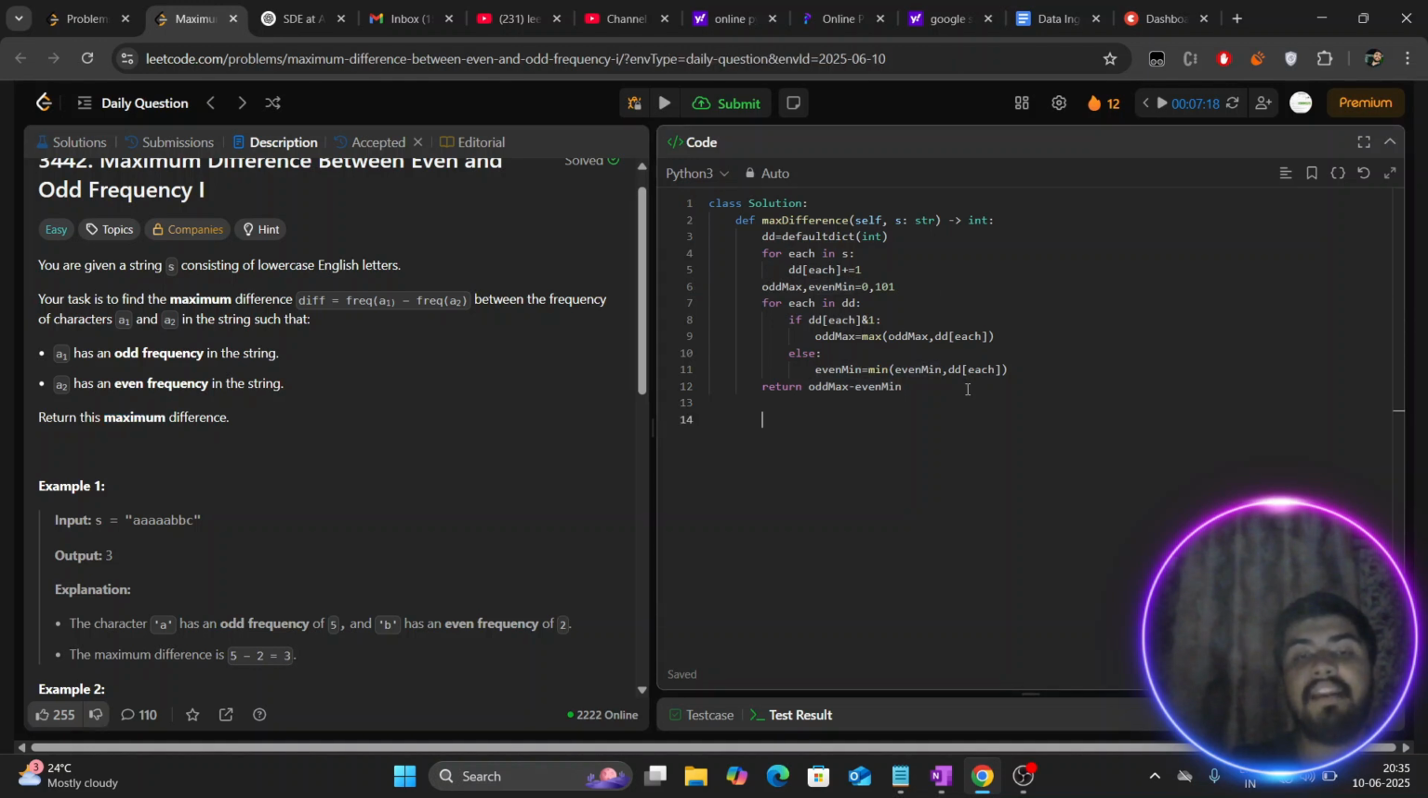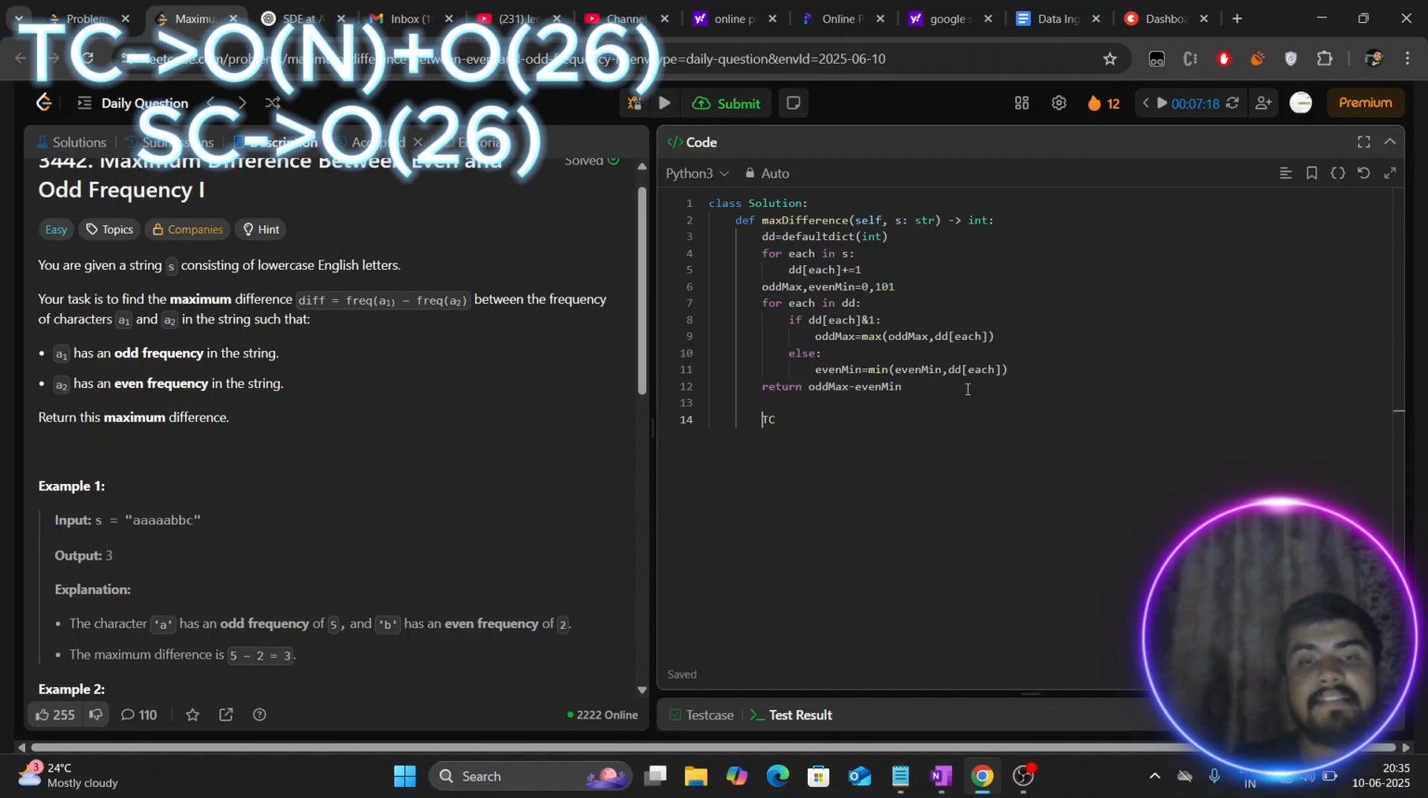Now we can quickly discuss the time complexity. We are iterating O(n) on the initial pass, and the second loop is over the dictionary. How many keys do we have in the dictionary? 26, so the second iteration is O(26). On the space side, it is bound to be O(26) only, because the dictionary can have at most 26 characters from a to z.